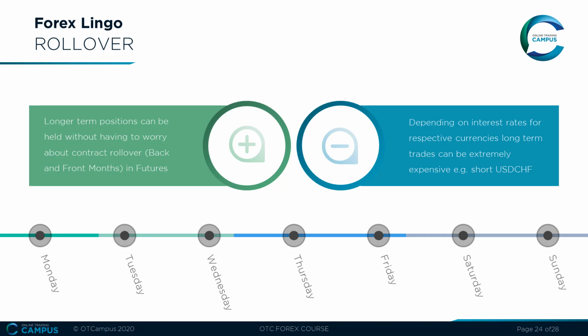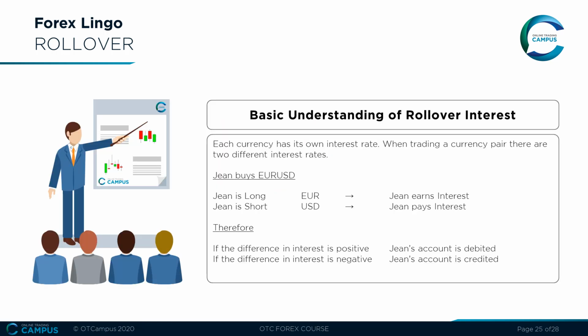For example, shorting the USD CHF. Whether we are debited or credited rollover depends on the currencies we're trading and the interest rates linked to those currencies, which are set by the central banks. Rollover is also sometimes referred to as swaps. This is how it generally works on a very, very high level. Central banks will set an interest rate which are attached to the currencies. When we trade currencies, we either buy or sell them. In other words, we earn interest for the currencies we buy and we pay interest for the currencies we short.